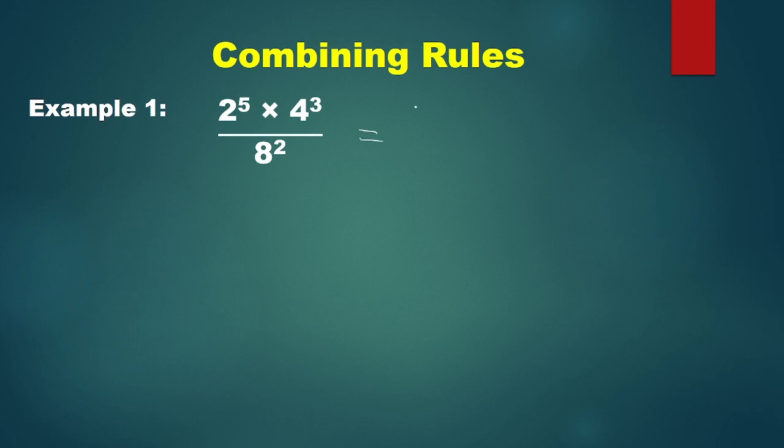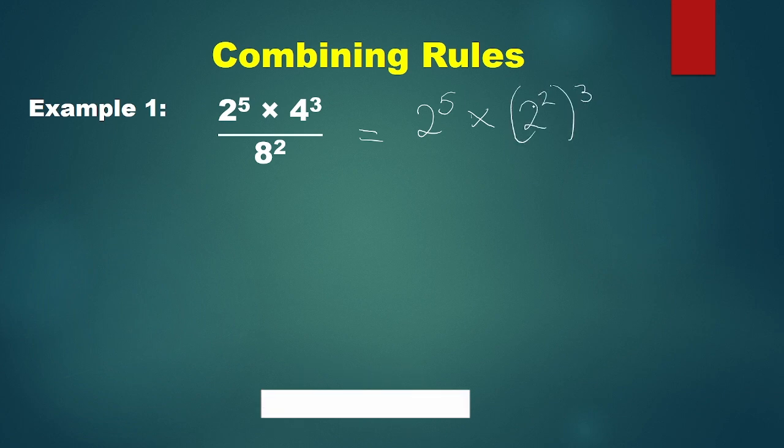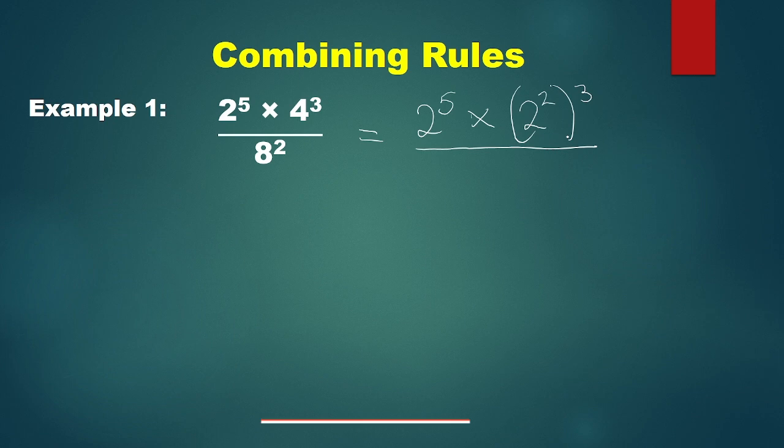But I can simplify one of the bases such that I have 2 raised to the power 5 multiplied by, instead of 4 raised to the power 3, 2 raised to the power 2 in bracket, to the power 3. Why? Because 2 raised to the power 2 is the same thing as 4. All over the denominator. Instead of having 8, I can have 2 raised to the power 3 in bracket, to the power 2. Why? Because 2 raised to the power 3 is the same thing as 8.